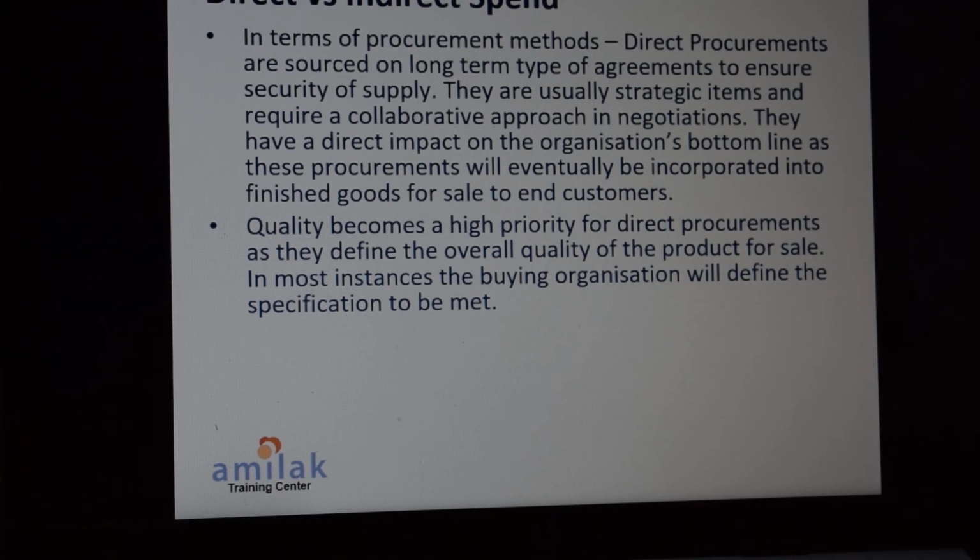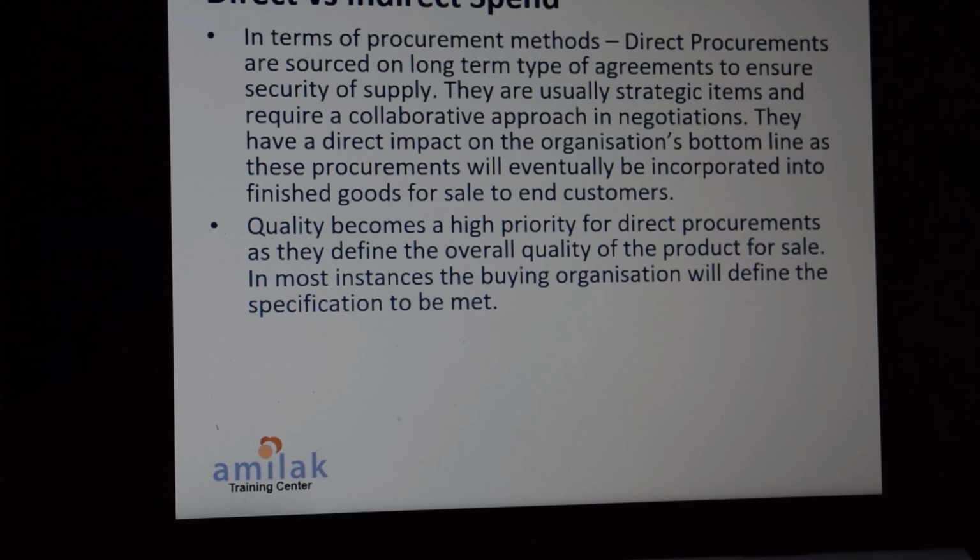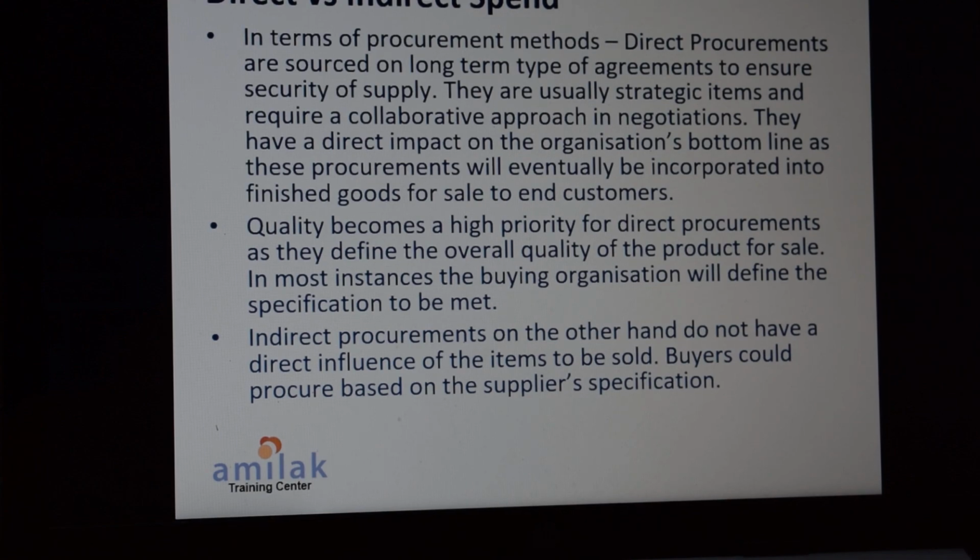So you have to focus on the quality requirements of those products, and in fact most organizations will specify those quality requirements. You know about the types of specification that you can provide to a supplier. So the conformance specification and performance specification, you will go all the way to make those particular specifications, because direct procurement is critical.